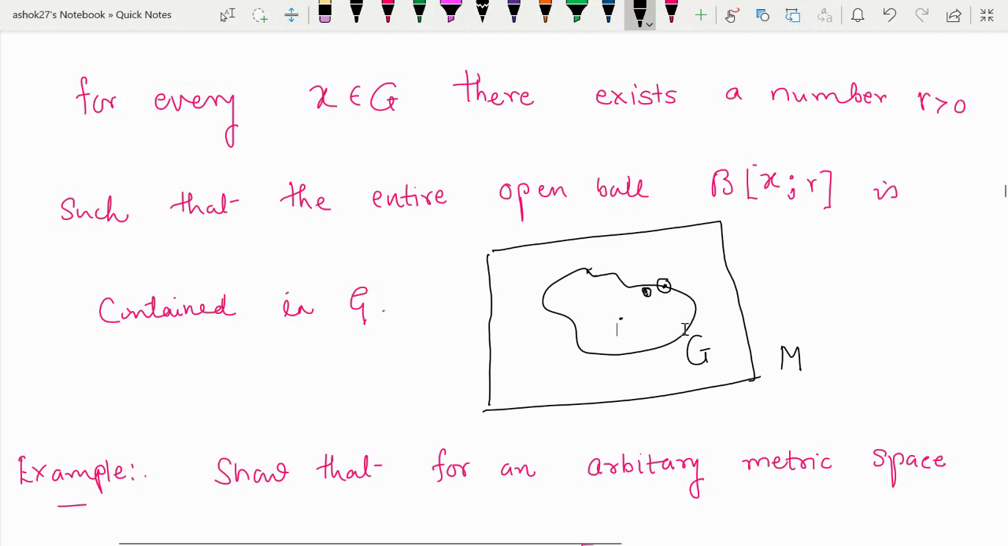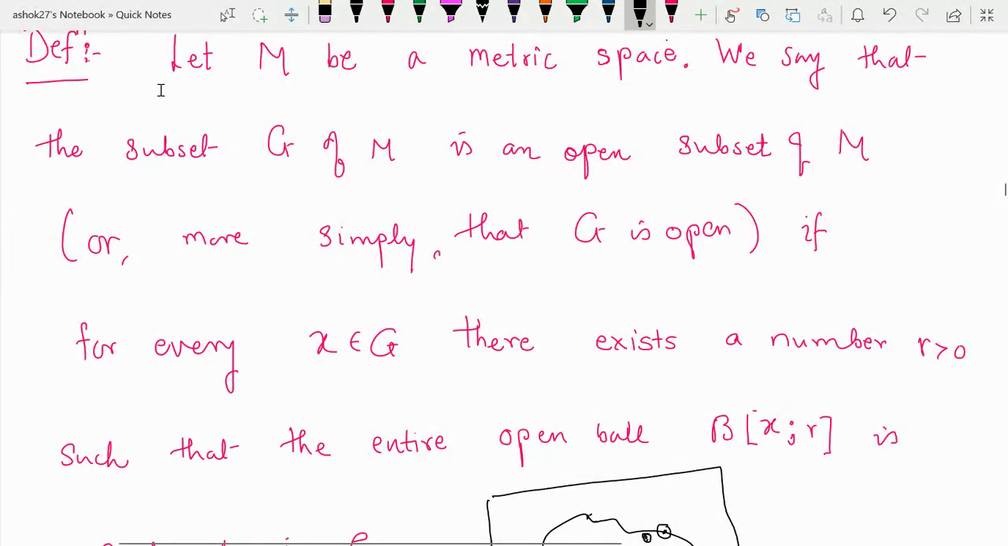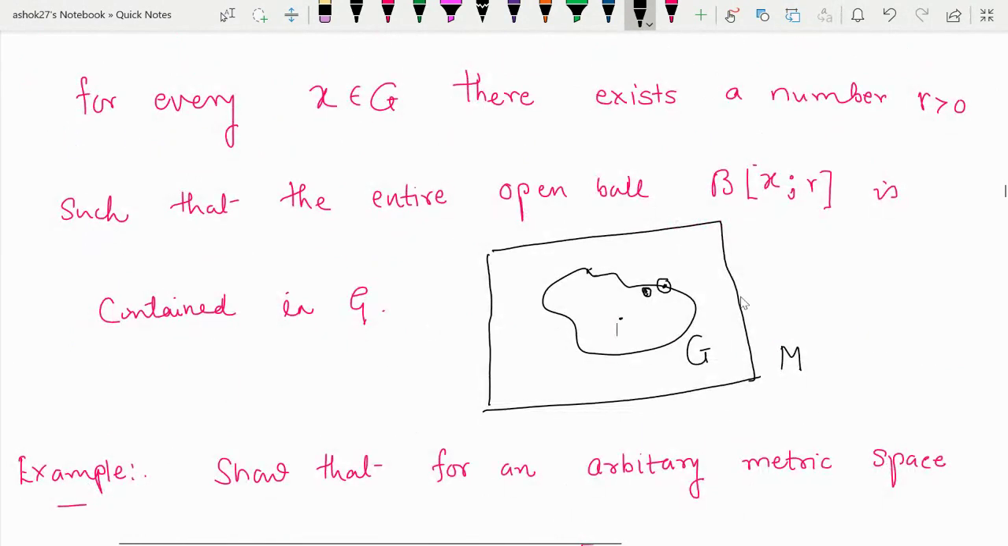I will repeat once again. Let M be a metric space. We say that the subset G of M is an open subset of M if for every x belonging to G, and this is very important, you should find such a real number for every point of G, whatever that point. If it lies totally inside G, then surely we can find such a real number, but if that point lies on the boundary, then it is not possible. It means that if G is open, then it does not contain its boundary. So if G is open, you have to remove the boundary from G, and it will just contain interior points.